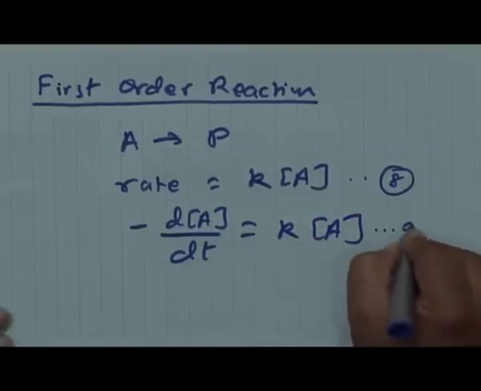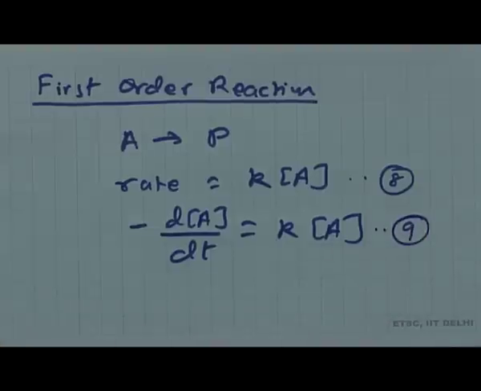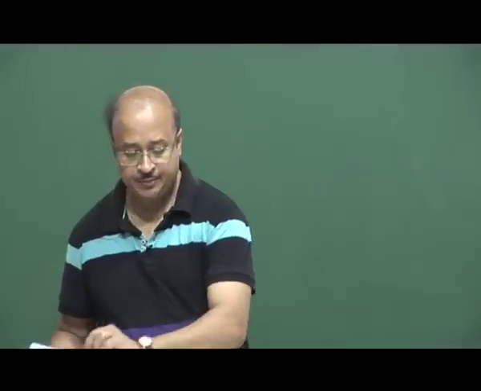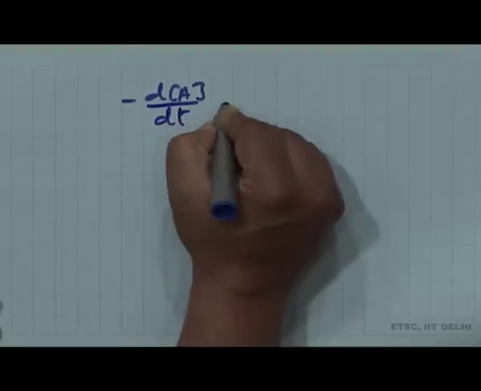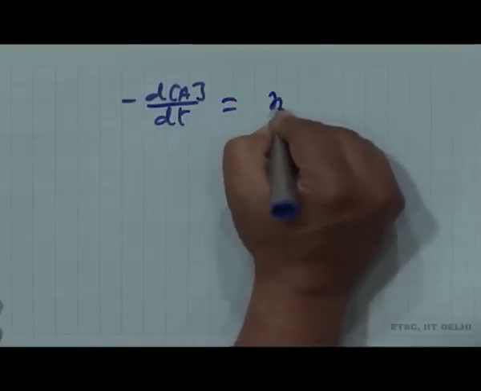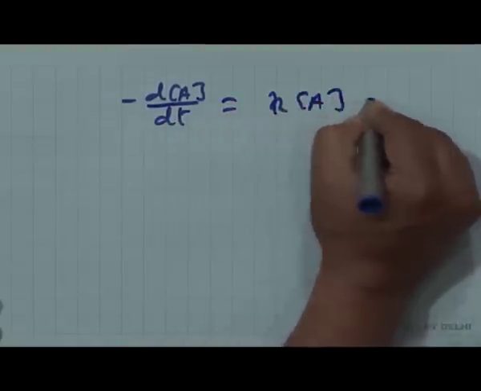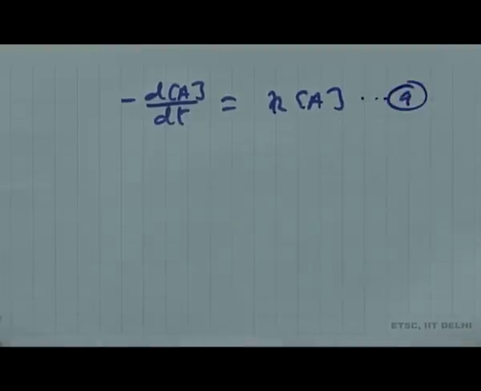So, once you have set this up, then it is very straightforward. The key point is to set this expression or this equation up. Okay, once you have this, then we go ahead and we write that minus d of A, so this is what we had, I am writing it again, is equal to K times concentration of A. So, this was equation 9.